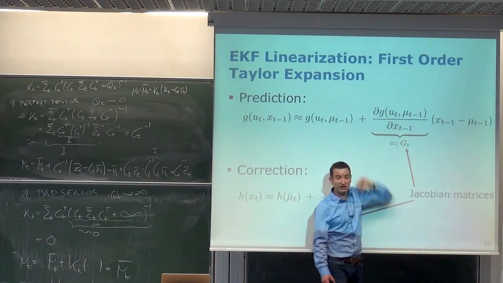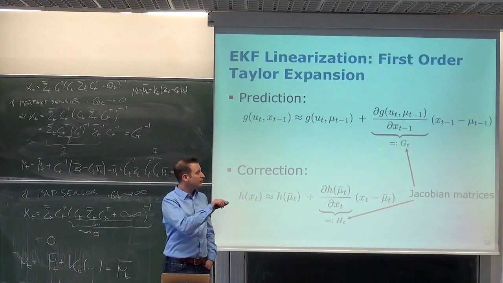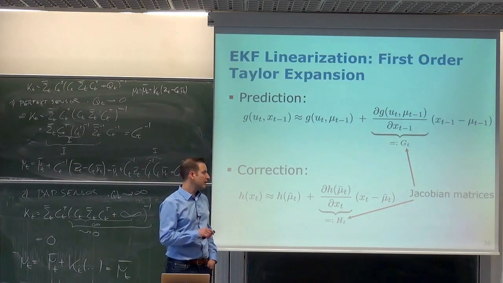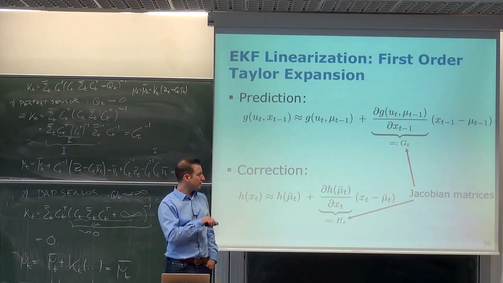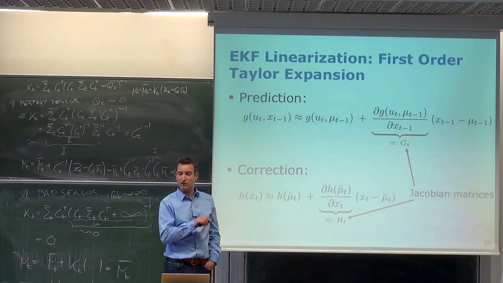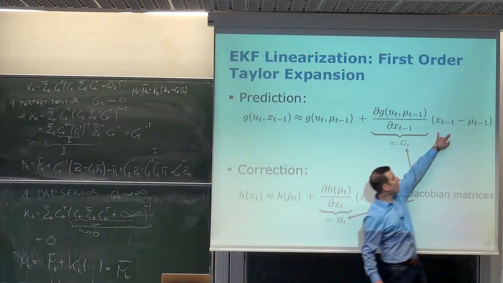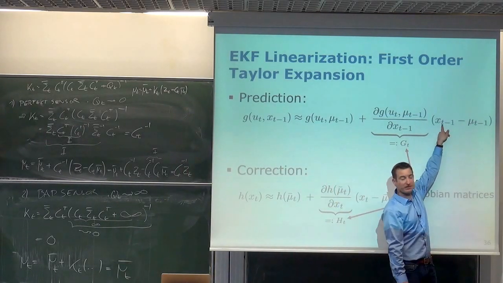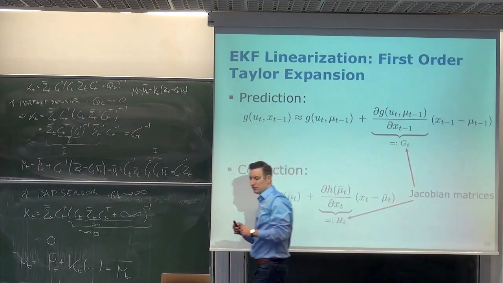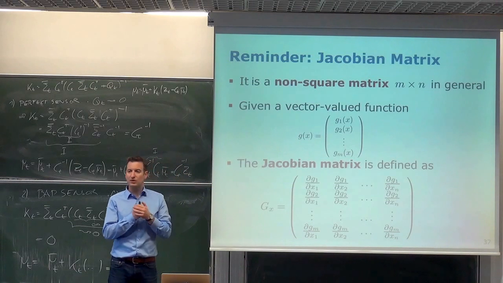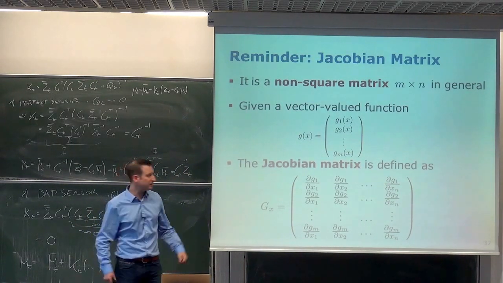As we are living here in a potentially multidimensional world, we have to compute the Jacobians for this function g and the Jacobians for this function h, the generalization of the first derivative. And then simply, how far is my variable x away from the linearization point? So just as a reminder, what is the Jacobian? The Jacobian is a matrix containing the partial derivatives.